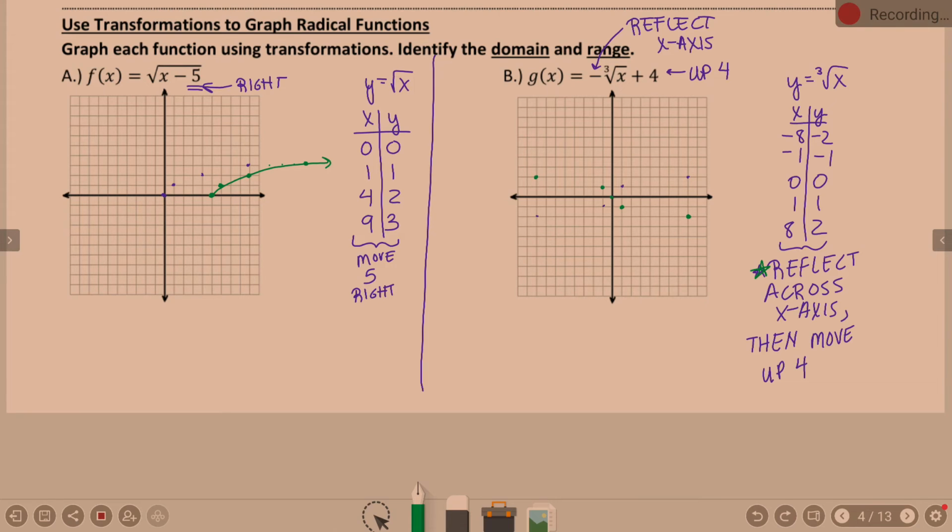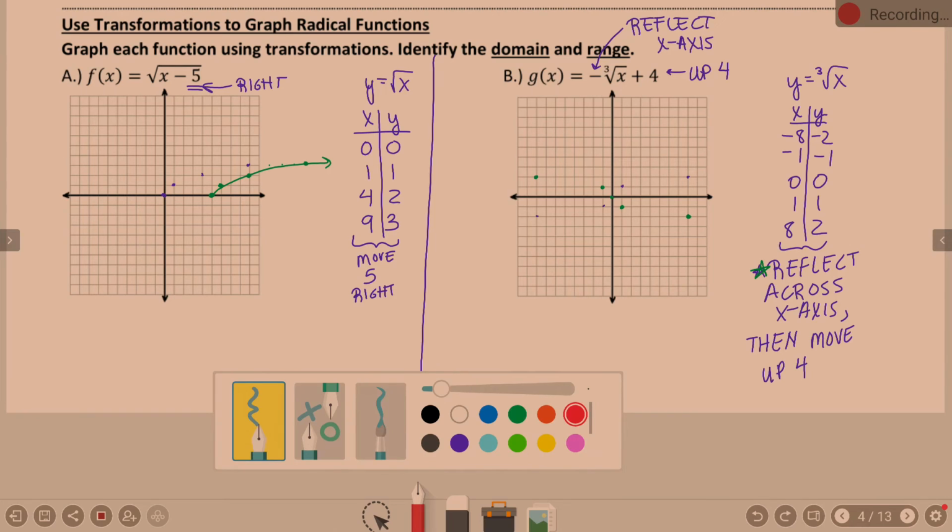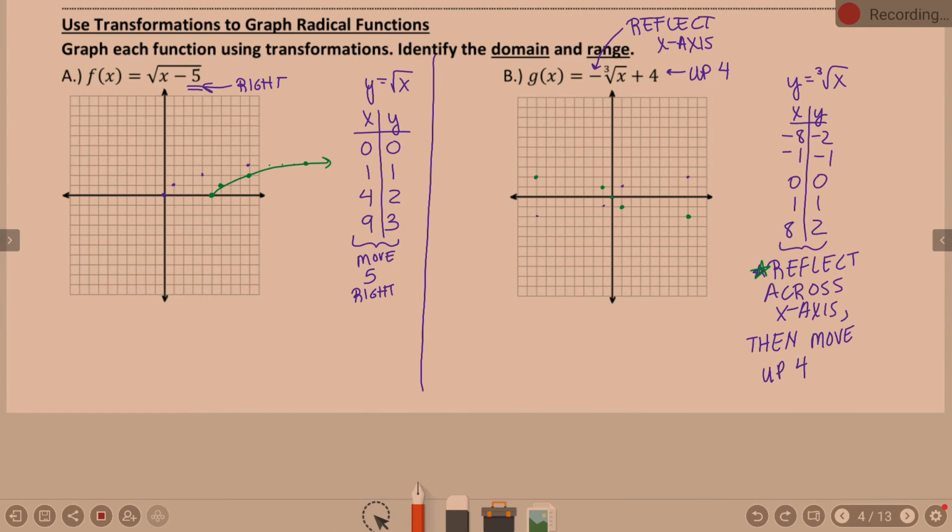Okay? So basically I've taken this graph and it looks upside down. Then what do I do with those green points? Move them up 4. I'm going to change to orange. So I'm going to take my green points and move them up 4. Up 4. Up 4. 0, 0 is now at 0, 4. Up 4. And up 4. Orange points are going to be my final answer there.